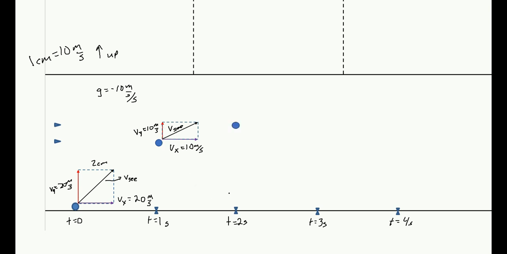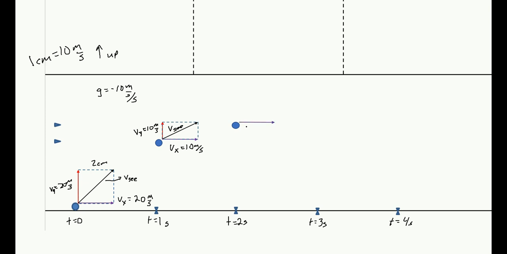Move on to 2 seconds. Match up the object here with 2 seconds and this top triangle right here. So we had that drawn out for you. And again, at 2 seconds, what's going to be the horizontal velocity? Well, it's going to be constant. It's not going to change.